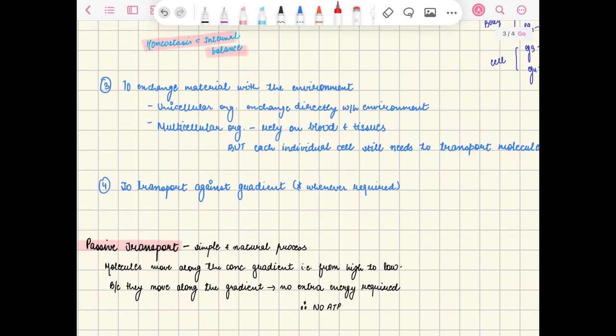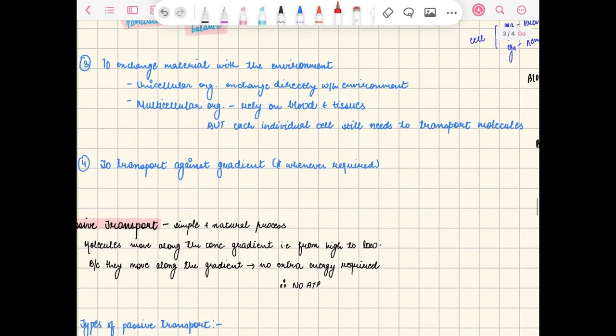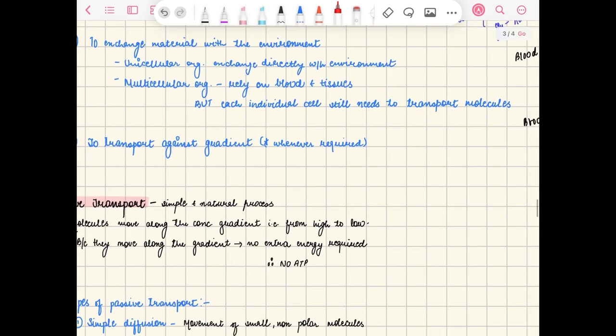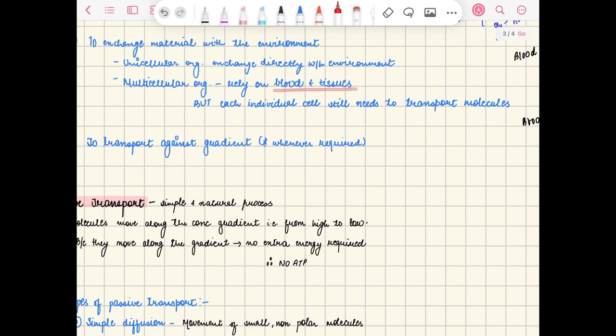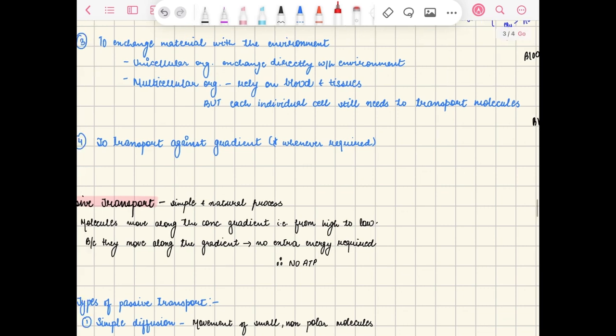Now the third function would be to exchange material with the environment. We know there are two types of organisms, unicellular organisms and multicellular organisms. The unicellular organisms, they only have one cell, so they can just exchange directly with the environment. But the multicellular organisms, they have to rely on blood and tissues. The body will rely on blood and tissues, but an individual cell in a multicellular organism still needs to transport molecules between each other, right?